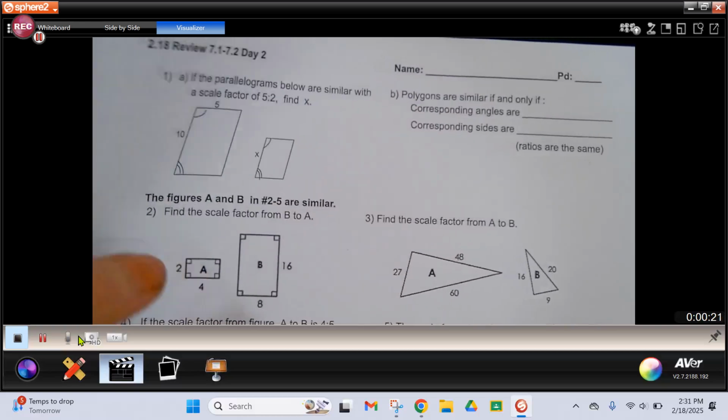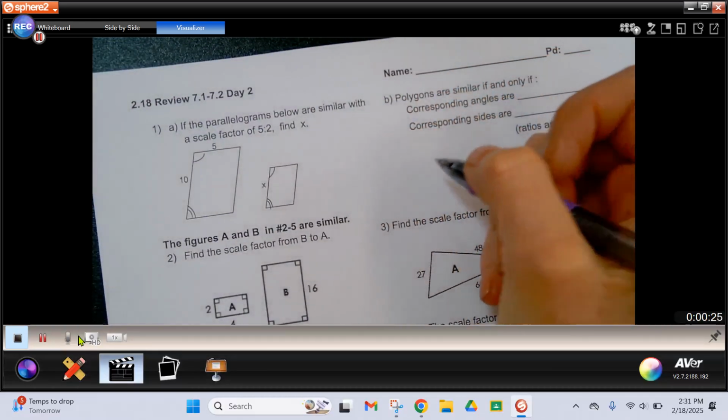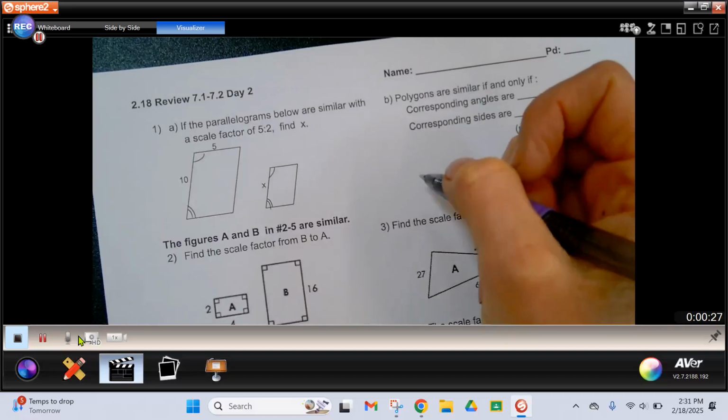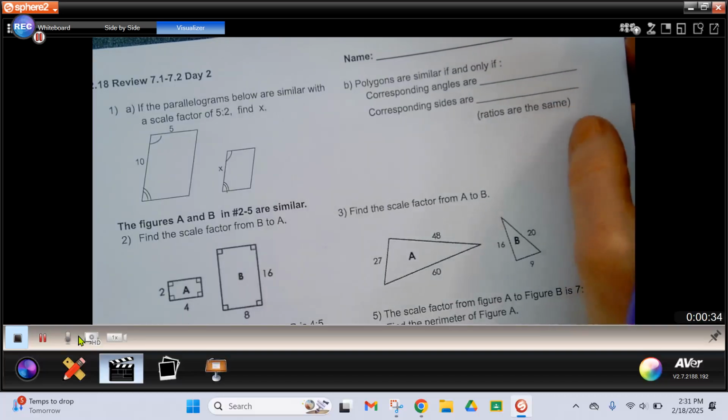Also, it's really good for you to pause it in between as well and try and solve it on your own as I go through it and see what you do know. And then when you get stuck with it, then you can watch some more. So find a method that works for you.